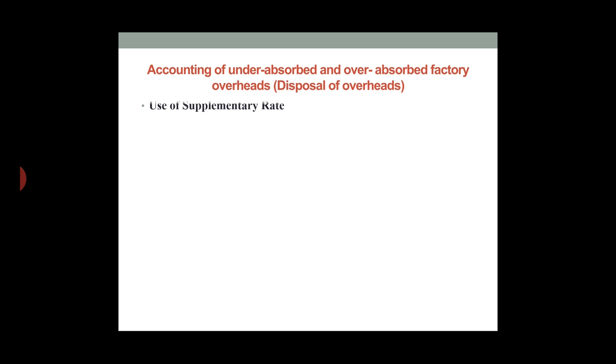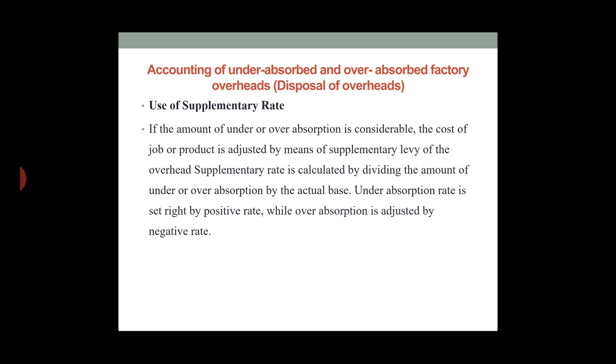Then accounting of under absorption and over absorption of factory overhead, that is, disposal of overhead. First, use of supplementary rate. If the amount of under or over absorption is considerable, the cost of job or product is adjusted by means of supplementary levy of the overhead. Supplementary rate is calculated by dividing the amount of under or over absorption by the actual basis. Under absorption is adjusted by a positive rate, while over absorption is adjusted by a negative rate.